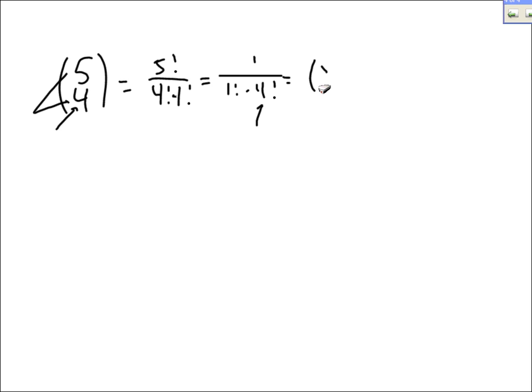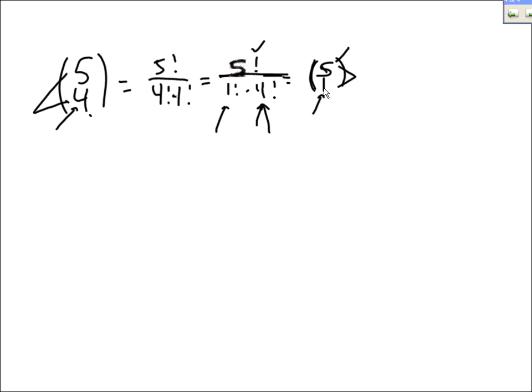Okay, oops. Maybe I should not hold the marker, else it'll erase. Hold the eraser. Okay, let's say that again. 5 choose 1. Well, 5 factorial on top, 1 factorial is on the bottom, 5 minus 1 is 4, there it is. They're the same.